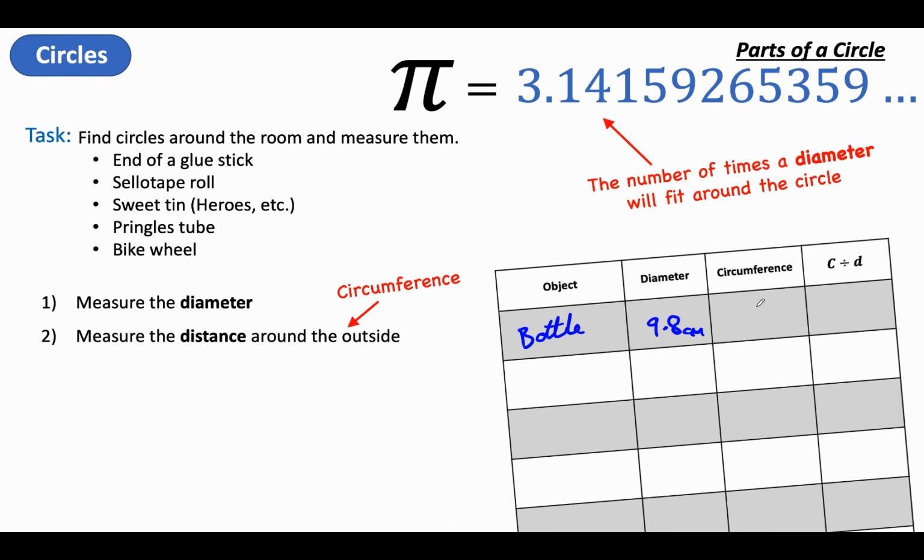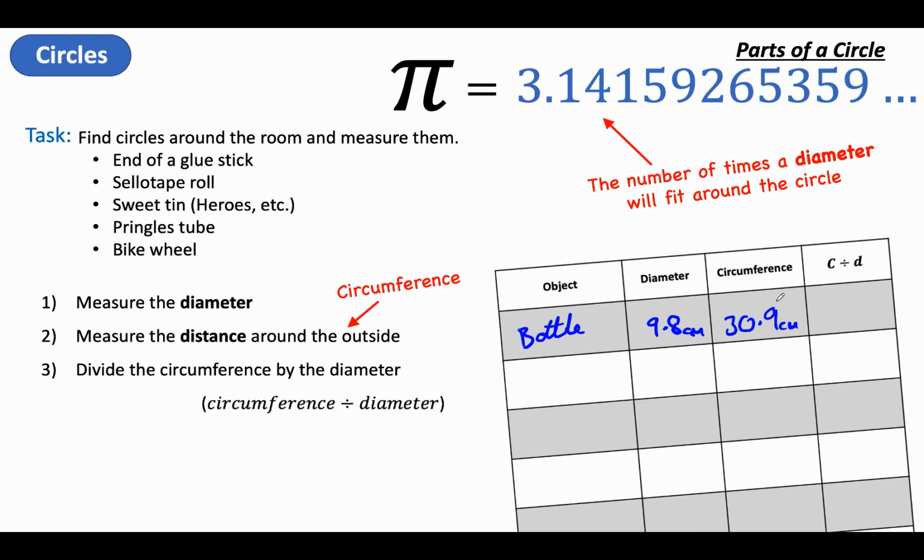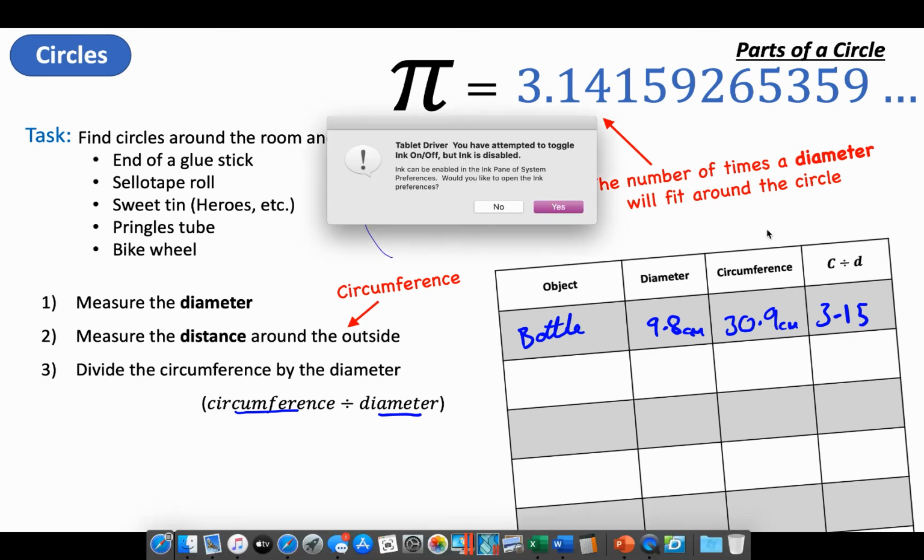And measure that circumference and then write it down. So let's say my bottle is 30.9 centimeters. Then the next thing you're going to do is divide the circumference by the diameter. Just take that circumference measurement you've got and divide it by the diameter. So with my example, 30.9 divided by 9.8, and then write down maybe the first couple of decimal places. So 3.15. And write that down in the circumference divided by diameter column.